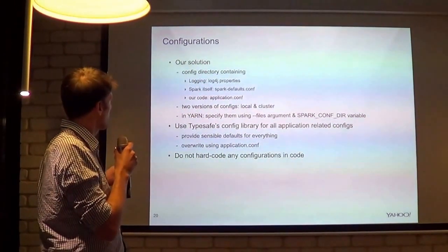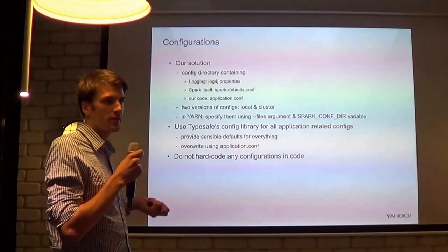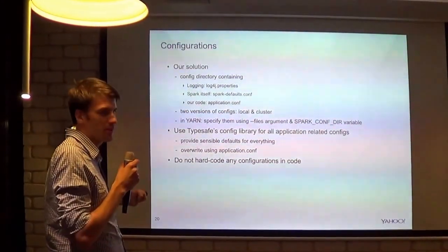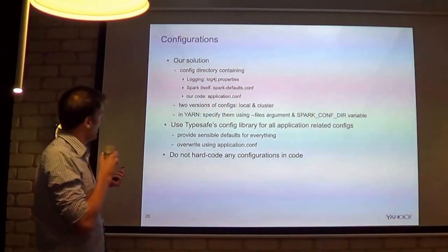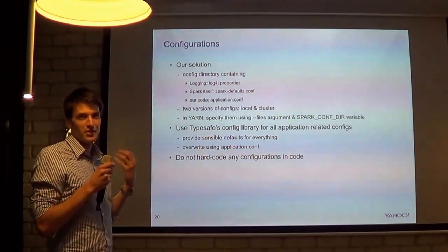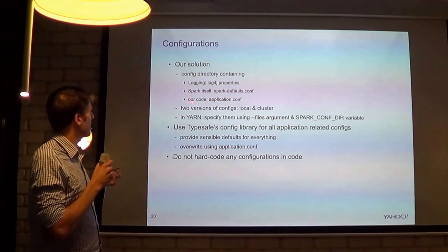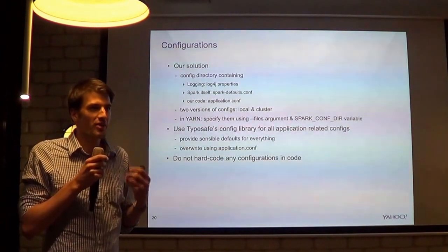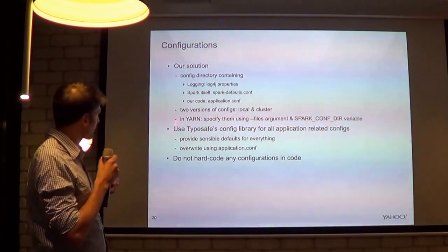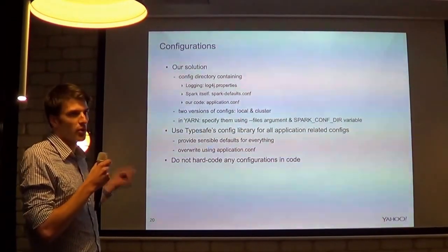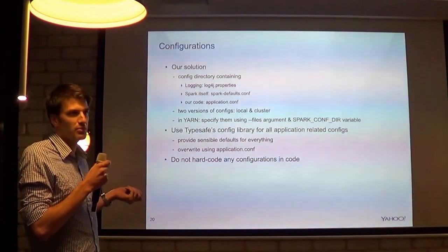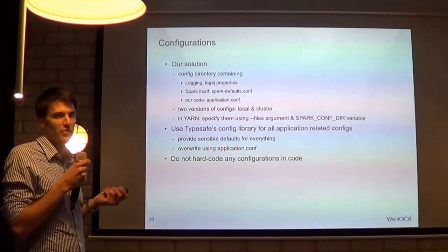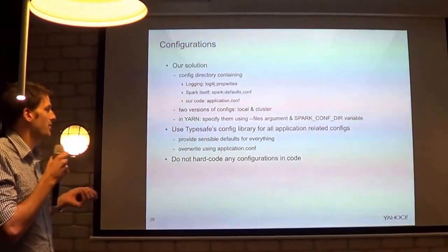We essentially usually have three types of configurations. One is the logging. You can fine-tune it using log4j. Then you have Spark configs itself, and we also have application configs of our actual code. And usually we have two versions: one for local development on your computer, and one on the cluster. So you might have different environments there. That's why you need two types of configs.